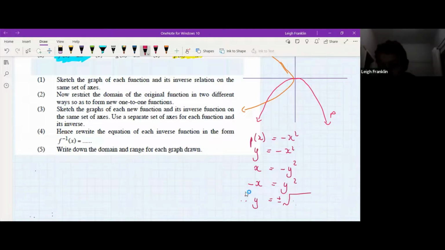And now when I want to make y the subject of the formula, I'm going to end up with plus or minus the root of minus x. Now there has to be a restriction on x here, doesn't there? Otherwise we will be talking about something that's non-real. So this has to be where x is smaller than or equal to 0. Does that make sense to everybody? Because if x was negative, a negative times a negative is a positive, and I need to have a positive inside my square root. Everybody happy with that?